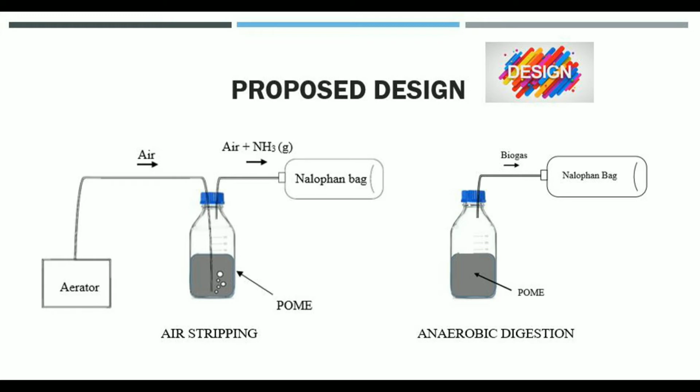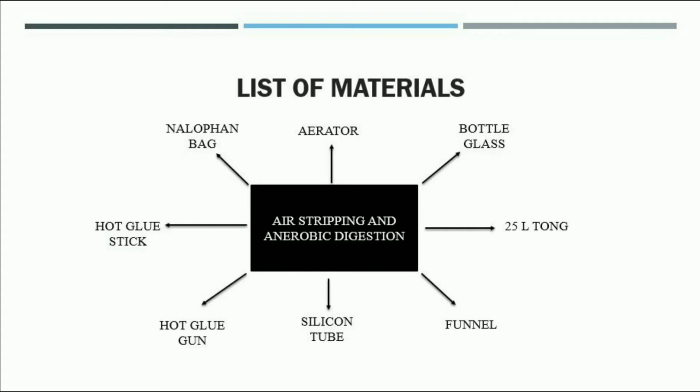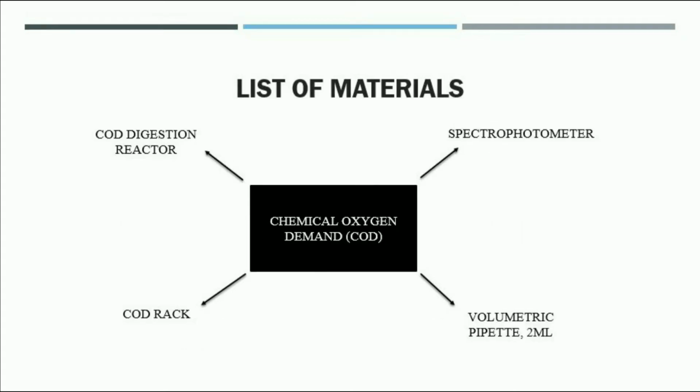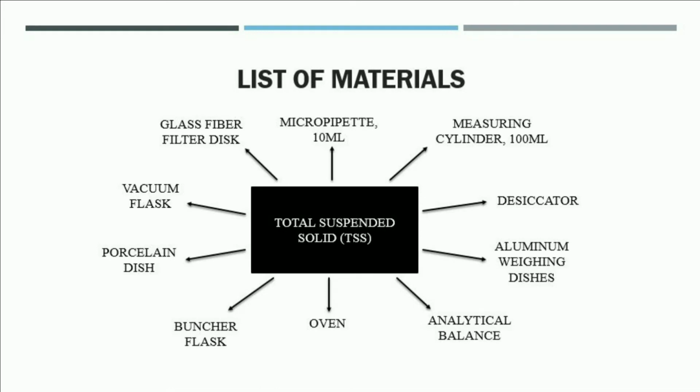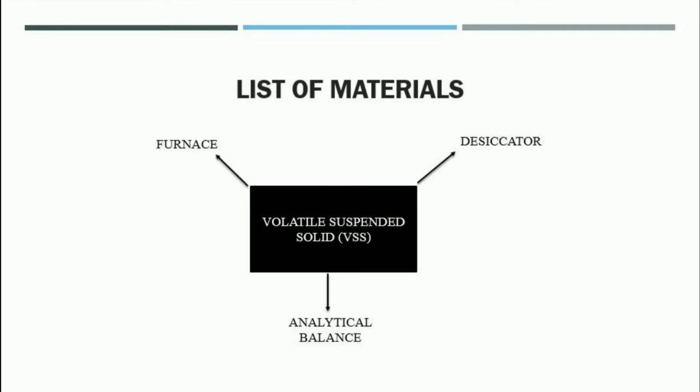While for the anaerobic digestion process, an elephant bag will be connected to the glass bottle containing POME using a silicone tube. List of materials. These are the materials that will be used in this project. Material for air stripping and anaerobic digestion. Material for chemical oxygen demand test. Material for total suspended solid test. Material for volatile suspended solid test.